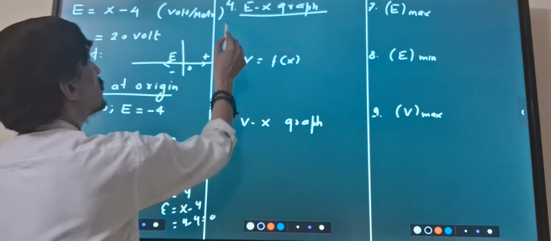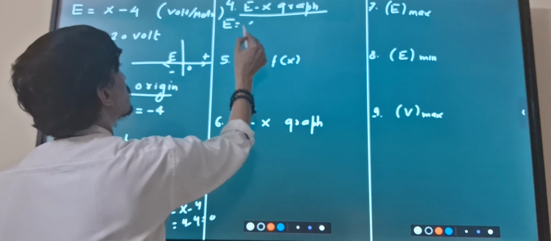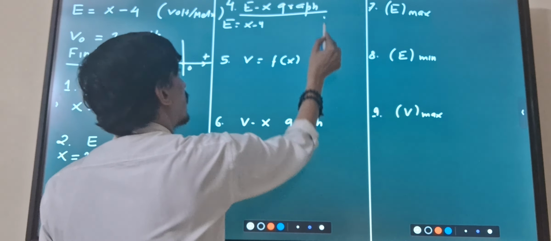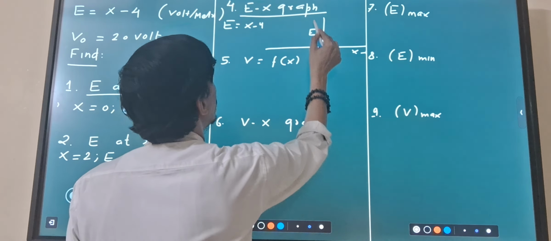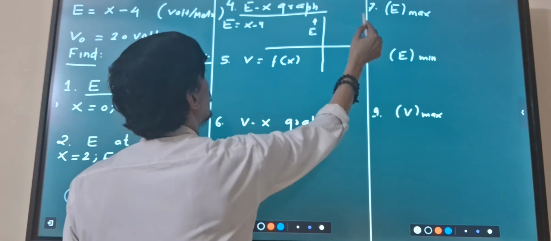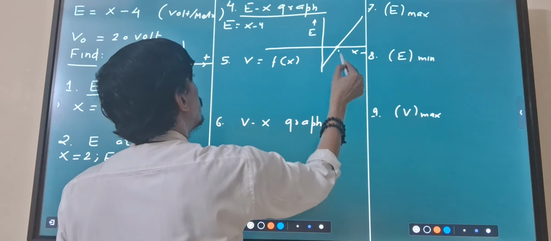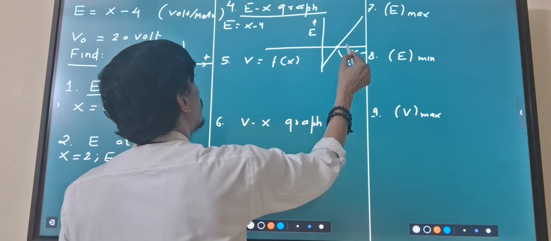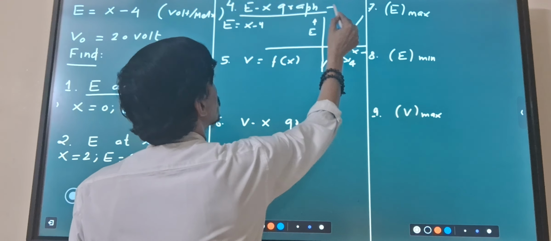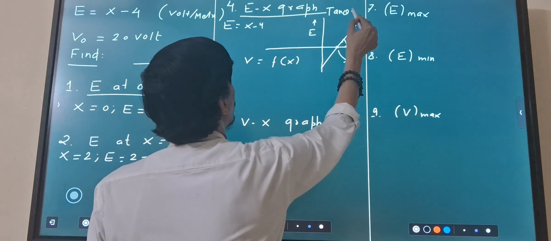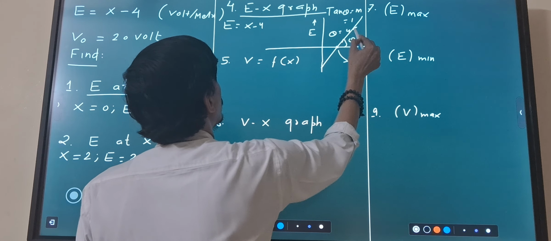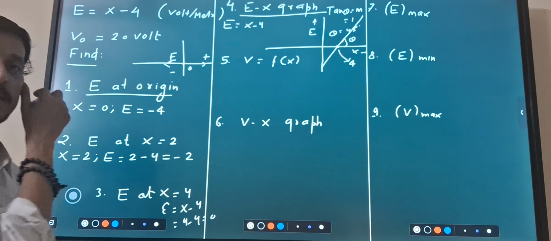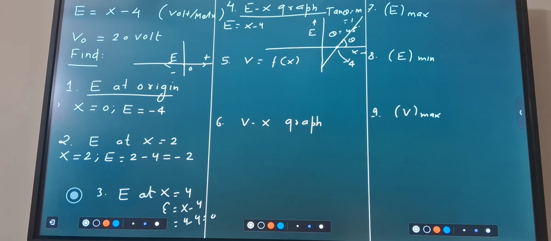Then is the Ex graph. From the expression we can say that E is equal to x minus 4. So the graph will be a straight line with a positive slope and negative intercept. The graph will be like this, and it will be 0 at x is equal to 4. If this angle is theta, tan theta is equal to the slope, and slope here is 1. So theta will be 45 degrees. This is how I can analyze the graph of electric field versus x.